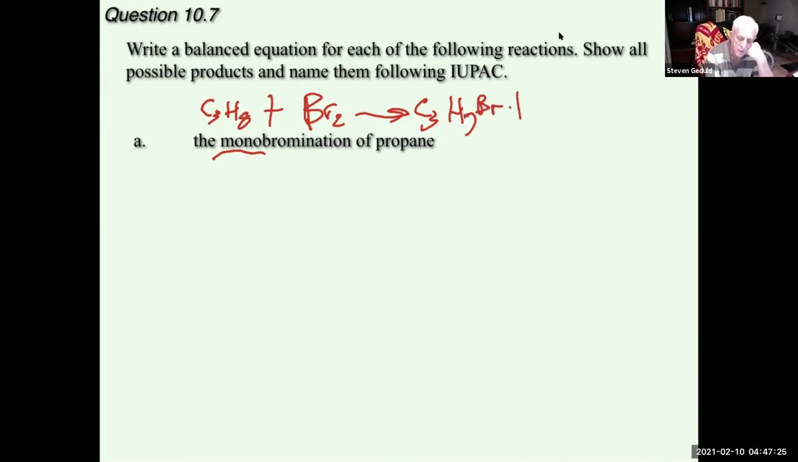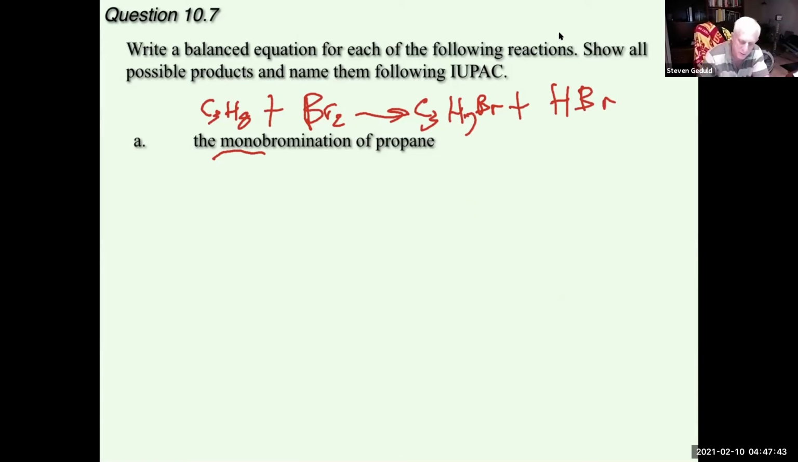C3H7Br plus, and here's the other hydrogen that came off of there, and it bonds the other bromine. And that's a balanced chemical equation. There's 3 carbons on the left, 3 on the right. 8 hydrogens on the left, 8 hydrogens on the right. 2 bromines on the left, 2 bromines on the right.